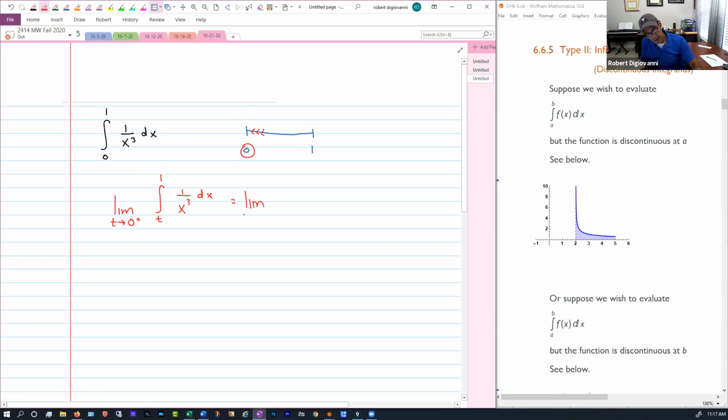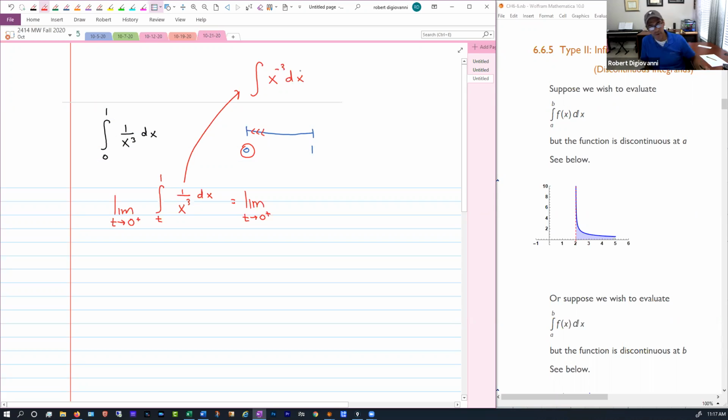Then we have to go find the antiderivative. And what is the antiderivative of this? Rewrite that as x to the negative 3. I think that'll be easier if you just do that and do your power rule. So what is that? Negative 1/2 x to the negative 2, evaluated from t to 1.